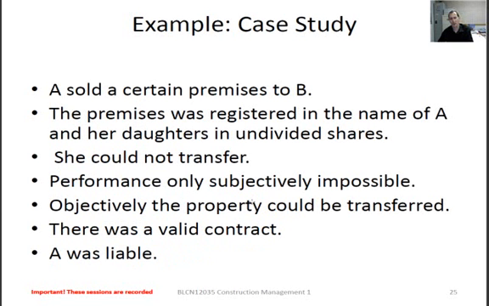If we have a quick look at it, in this case A sold the premises to B, and because A was not in a real position to sell the property to B, performance was subjectively impossible. Alright, and therefore it was a valid contract, but A became liable for that contract as such. Alright, so there's many instances of this in Australian law, so you can go and have a look at those.